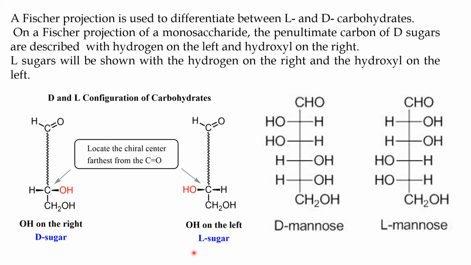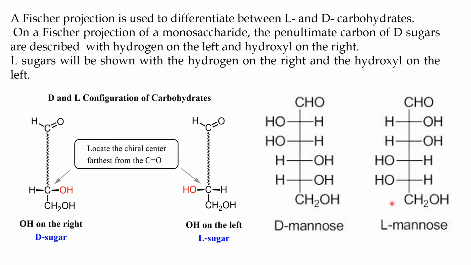Hence, it is an L sugar. Why is it an L sugar? Because the relative standard or reference is glyceraldehyde. In glyceraldehyde, if the OH group is on the left hand side, it is L-glyceraldehyde. Similarly, here the last or the penultimate carbon atom has the OH group on the left hand side. Hence, it is an L sugar.